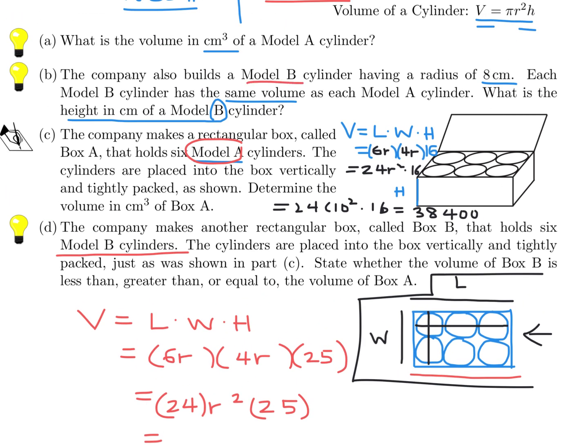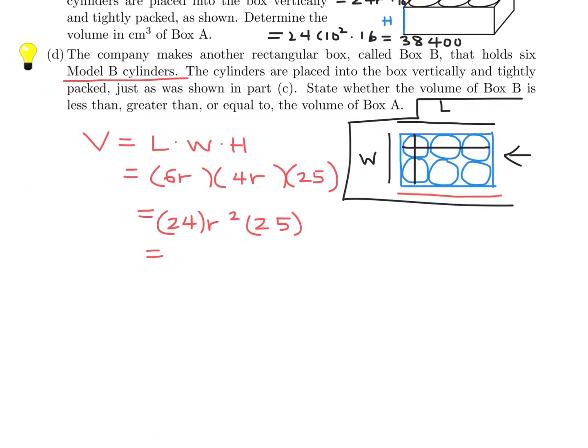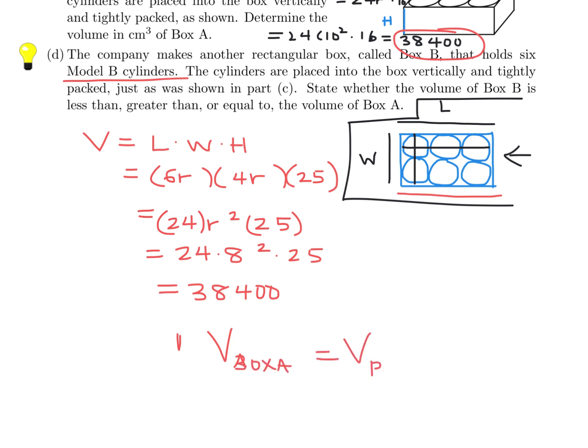Here it is, Model B. Radius is 8, so plug that in there. So 24 times 8 squared times 25, and when you do this math, it's 38,400. So same. That means that the volume of box A is the same as the volume of box B. And that's pretty much all they're asking. Is it less than, greater than, or equal to? And the answer is it's equal to.